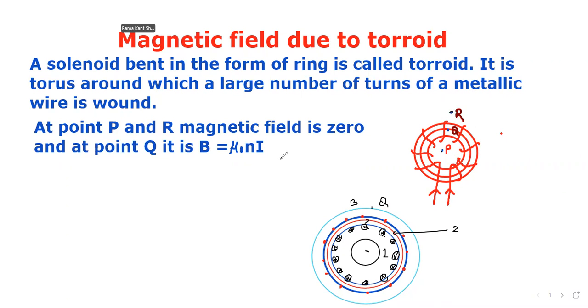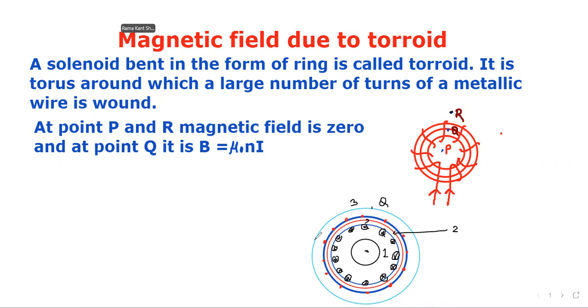And now we are going to prove it. So we take a cross-sectional view. Here we consider three Amperian loops: loop 1, which is in the open space, loop 2, that is within the core of the toroid, and loop 3, which is outside. So let's consider them one by one.